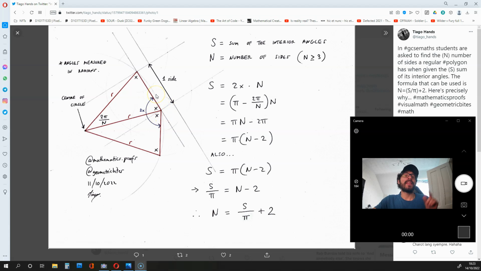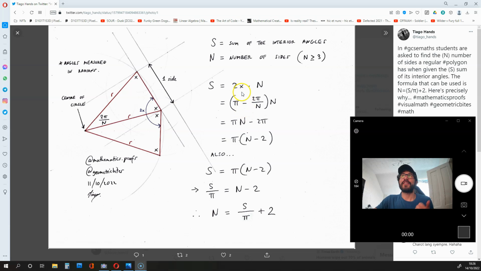However, within each isosceles triangle, we already have two x's. So we only have to use one isosceles triangle to come up with the formula to find the number of sides a regular polygon has. Now the sum of the interior angles of a regular polygon will be equal to 2x times n. That is because these regular polygons are made up of n isosceles triangles.